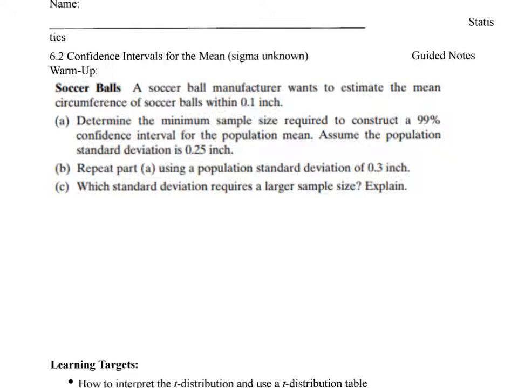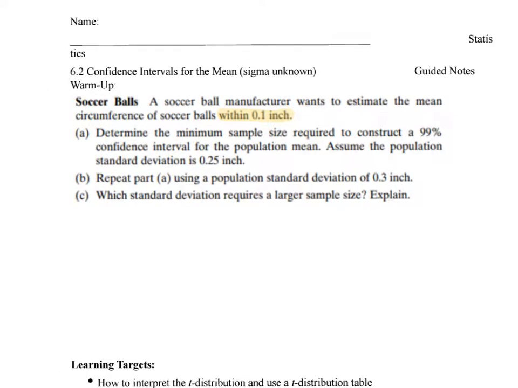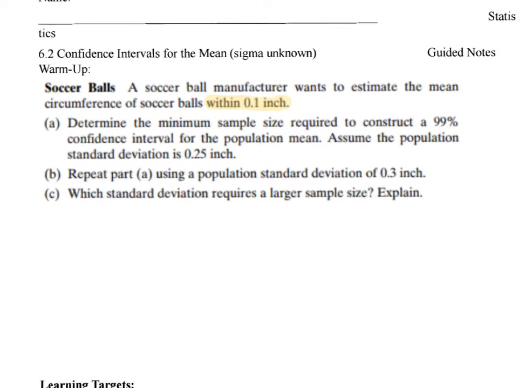So we've got this soccer ball manufacturer. They want us to estimate the mean circumference of soccer balls within 0.1 inches. So this value here is actually going to be our margin of error, E. So I'm just going to write down E is equal to 0.1 inches, because we will need this in our formula for sample size.